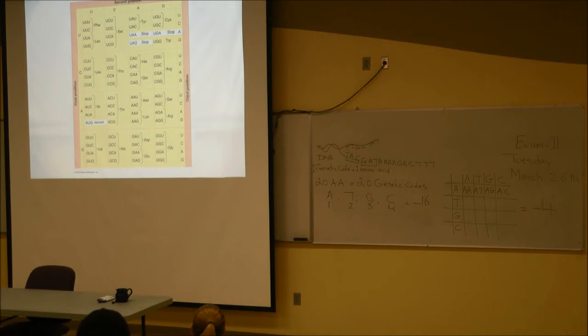Now if I ask you to please find me ACA, let's just pick any. ACA: A first, C second. We have to stay in this box. A first letter, C second letter, third A. THR, threonine, right here. How about GUG? Find GUG, please. G, and then U, G. G, U, and G right here. Valine. How about UAA? UAA.